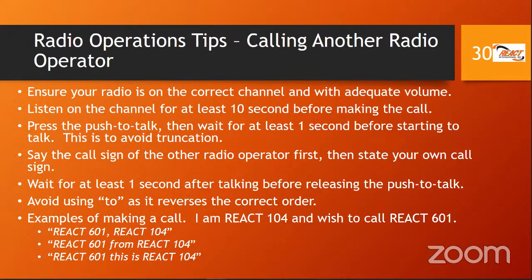601, React 104. An alternate way, if you need to, is to use the word from. You can say React 601 from React 104, if that will help you maintain the order. Because once you go with to, your order is incorrect. If you use from, it will be kind of hard to say the incorrect order. Yet another tip, if you're not comfortable using the word from, you can say this is. So, for example, React 601, this is React 104.